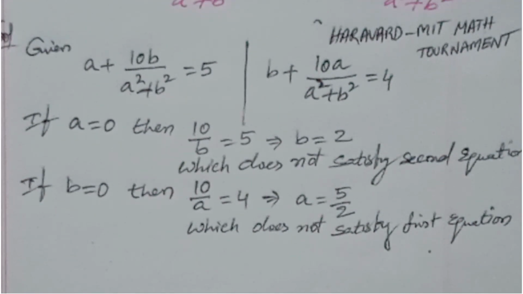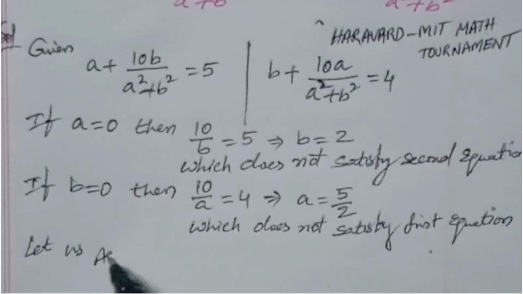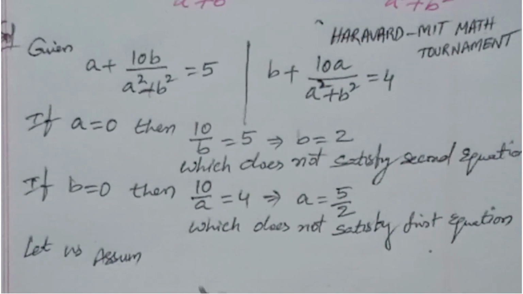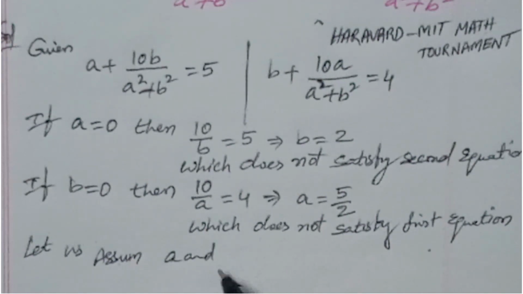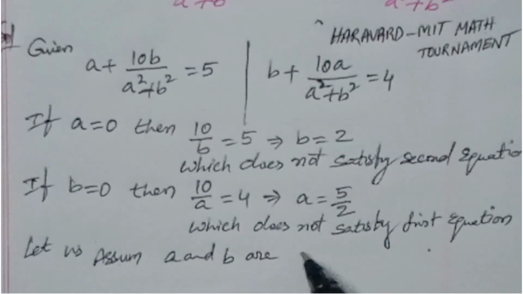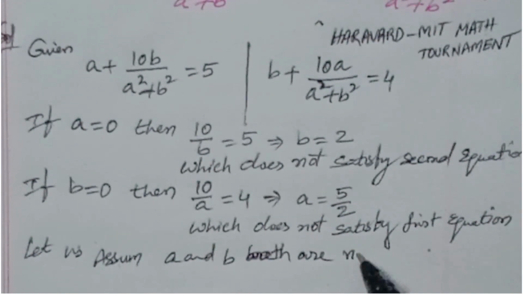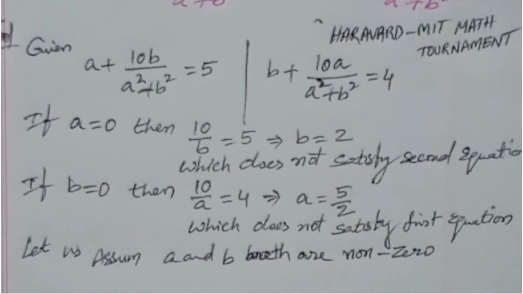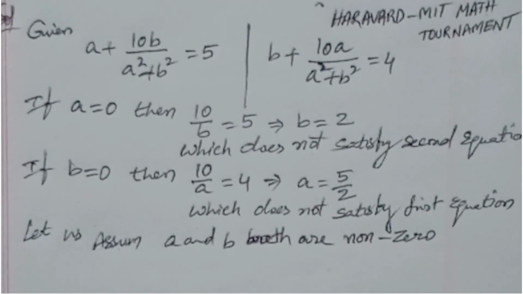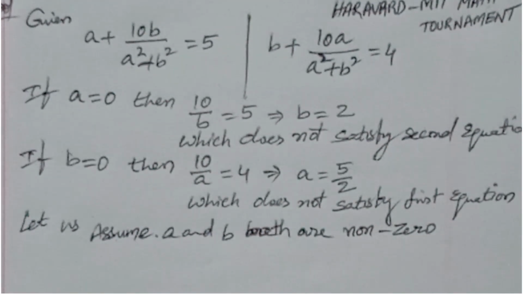So what to do here? Let us assume a and b both are non-zero. We are assuming that a and b are both non-zero.